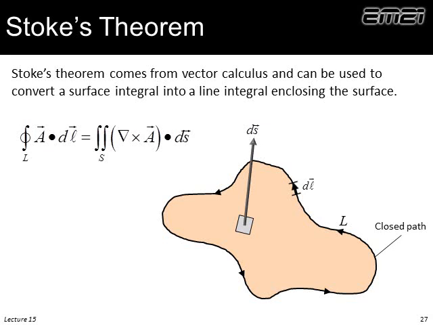Before we step into this, let's review Stokes' theorem. Stokes' theorem is something from vector calculus that lets us convert a surface integral to a closed contour line integral. We will apply this to Maxwell's equations and end up doing line integrals around the perimeter of our unit cell. So that's Stokes' theorem. It converts between a closed contour line integral and a surface integral.